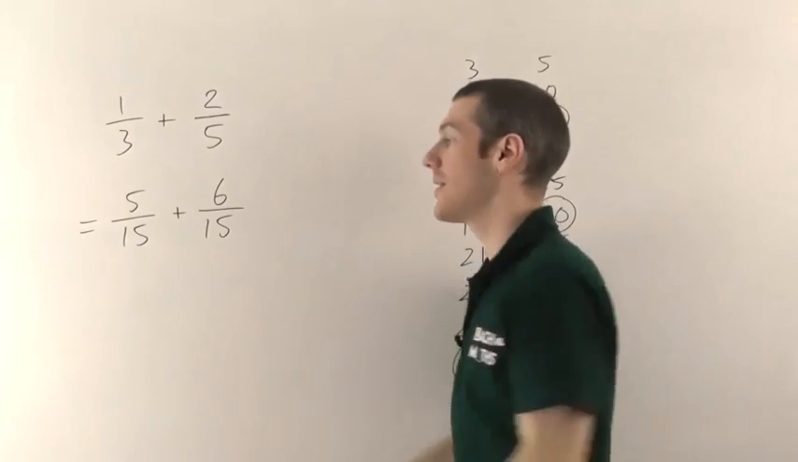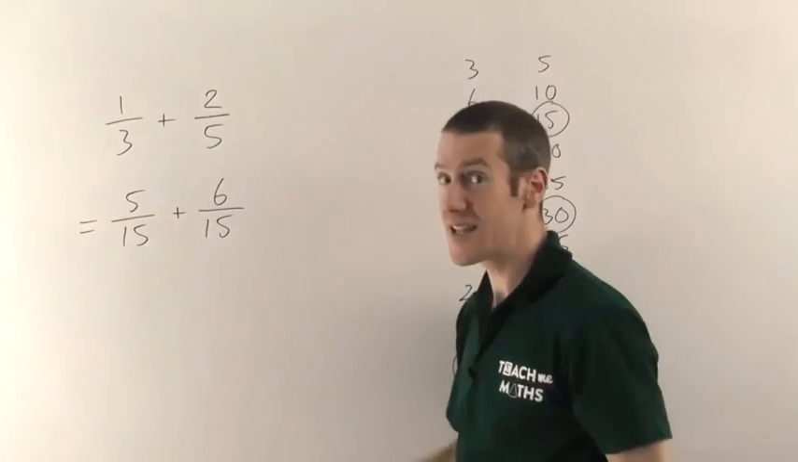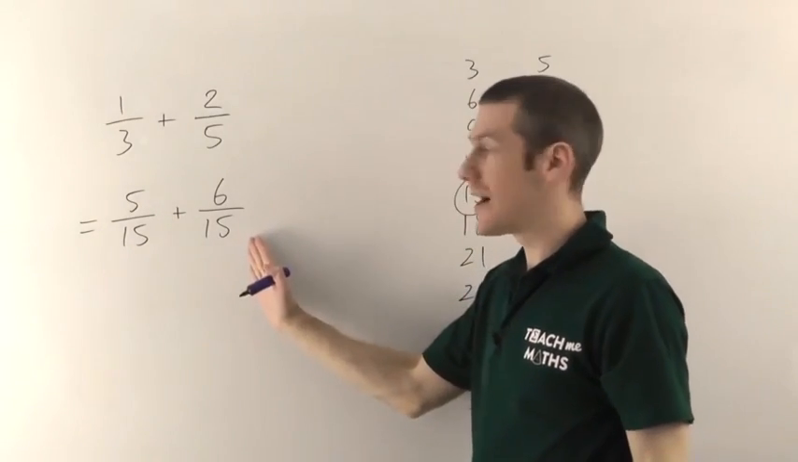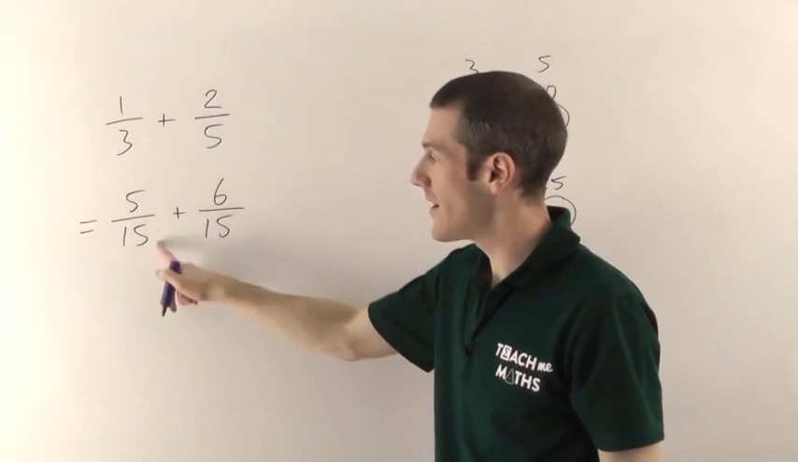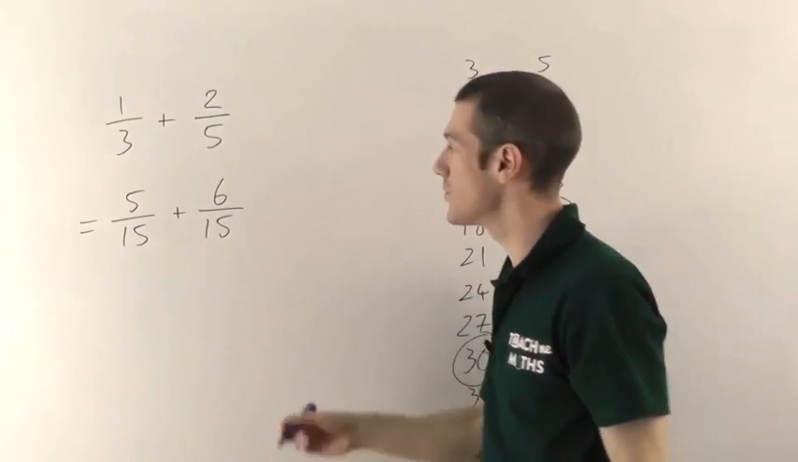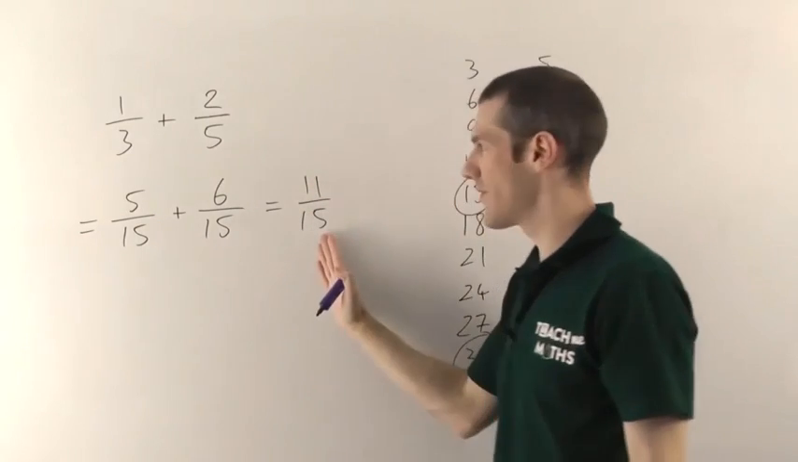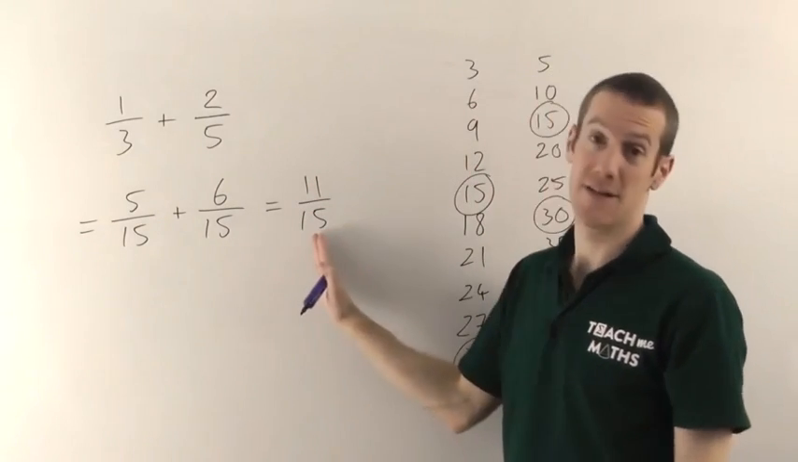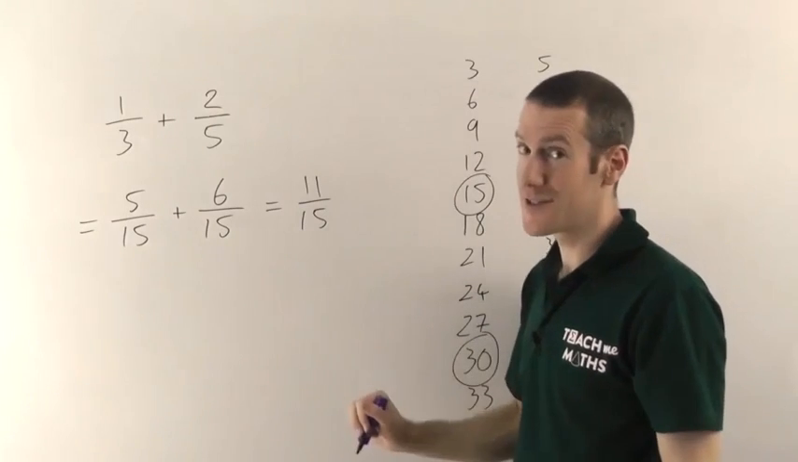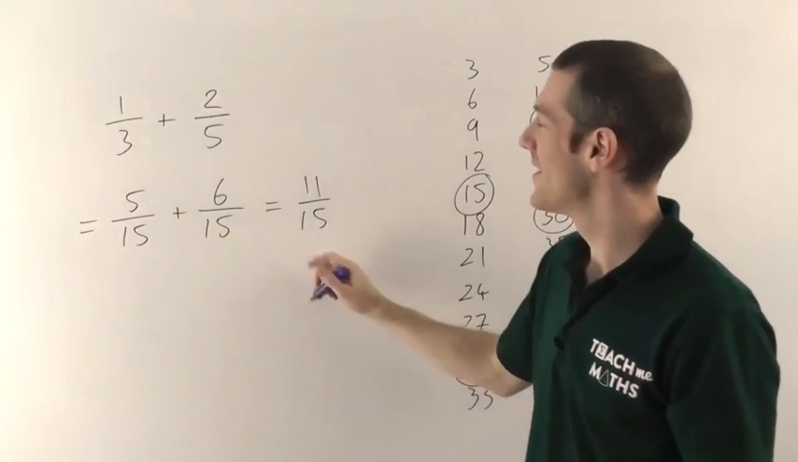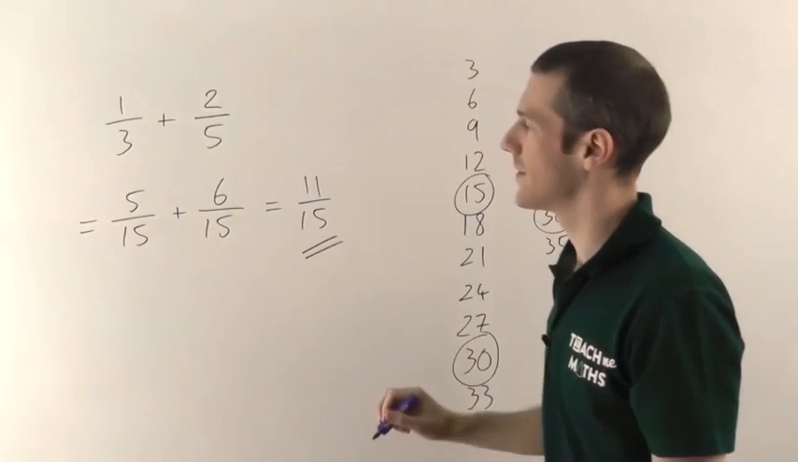But the point here is that the numbers on the bottom are the same. So now I can add them. I'm working in 15ths. I've got 5 of them here, plus 6 of them here. So altogether I've got 11 of them. Whatever it is, in this case, 15ths. Check if it cancels. You've always got to do that in maths. This doesn't, so that would be your final answer.